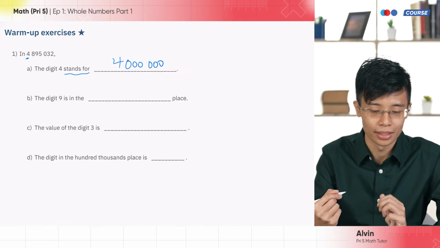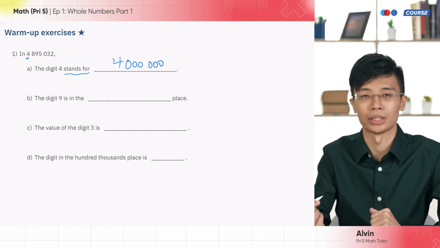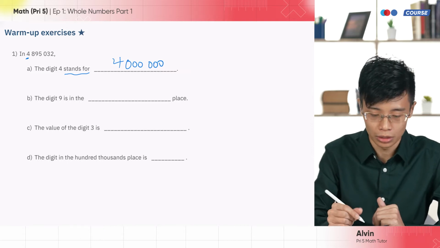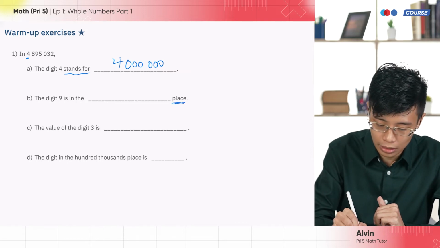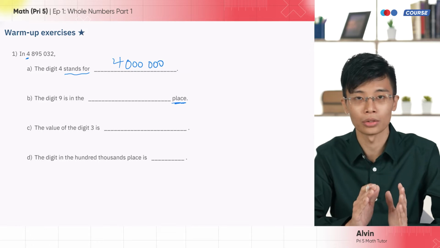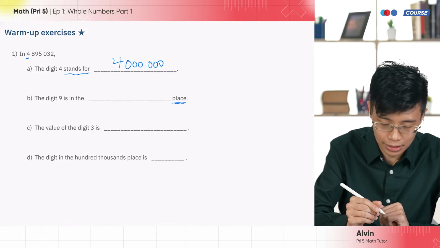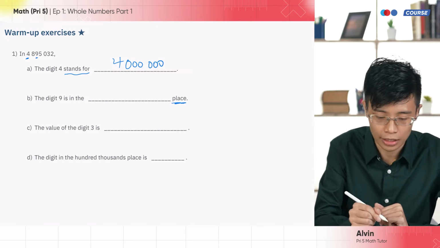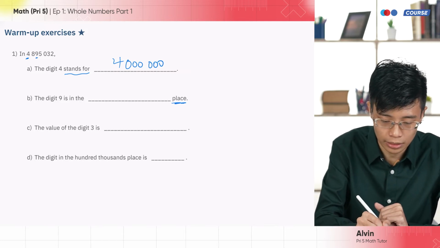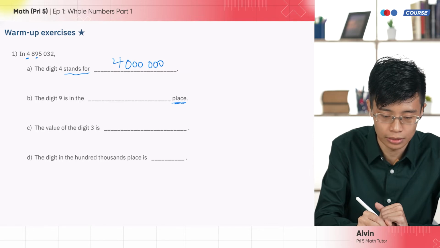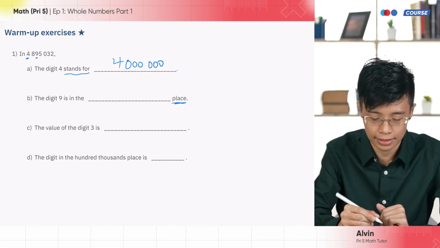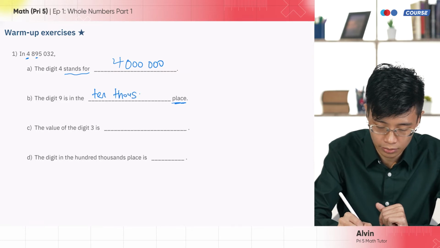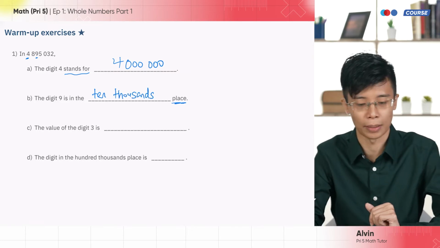Part B: the digit 9 is in the what place? This one needs you to locate the place value, so the keyword here is place. Once we locate it, don't forget to write the S behind. The 9 is just next to the 5 here. If you read out, it will be ones, tens, hundreds, thousands, 10,000s. So you realize that 9 is in the 10,000s. Don't forget your S at the back.